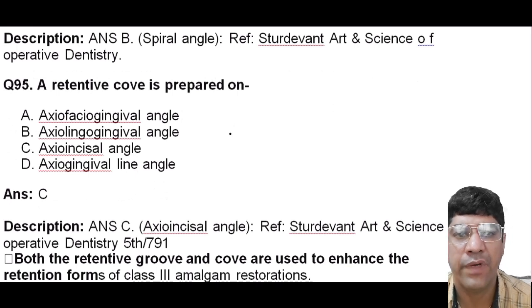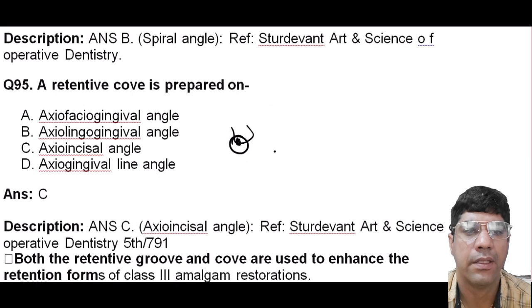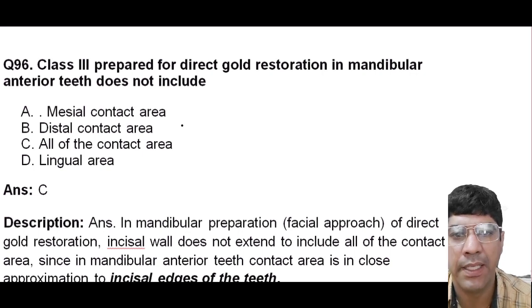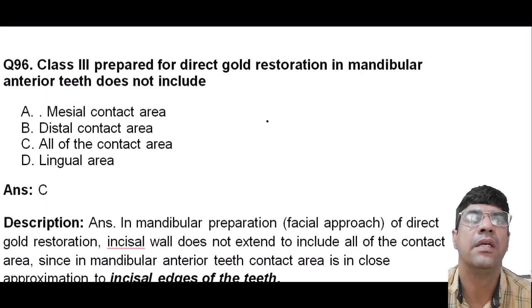Both the retentive groove and cove are used to enhance the retention form of class 3 amalgam restorations. They are made at the axio-incisal point angle. The class 3 preparation for direct gold restoration in mandibular anterior does not include the following. In the mandibular preparation of direct gold restoration, the incisal wall does not extend to include all of the contact area, since in the mandibular anterior teeth, the contact area is in close approximation to the incisal edge.